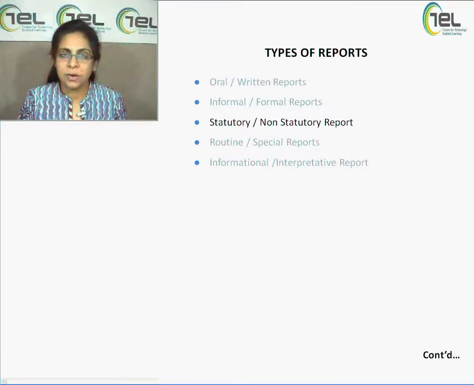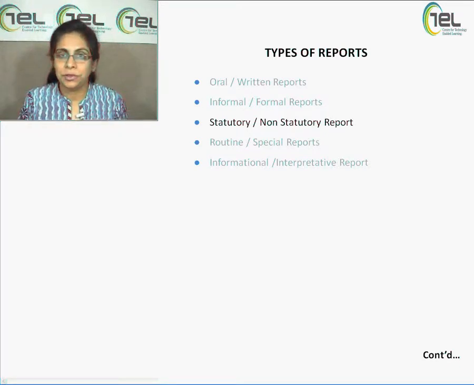By the rules and regulations of the government and by law, you are supposed to make those reports. These could be the reports that you prepare for your stockholders. You have to give them reports. They're the annual reports. They are the government.